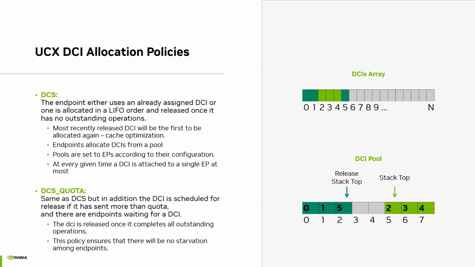Okay, so, the current DCI allocation policies that we have. I'll start with the most basic one, which is DCS. The idea is allocating some array of DCIs, and the sharing mechanism between EPs is done using a stack, a LIFO data structure. Each time we're trying to send some data over DC, the endpoint tries to acquire, if it doesn't already have one, some QP, or DCI, which is the same thing, and it looks at the stack top.